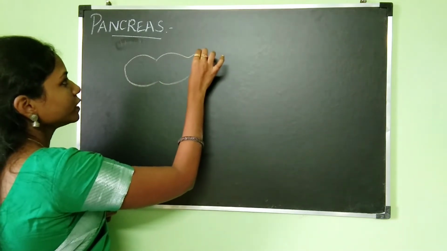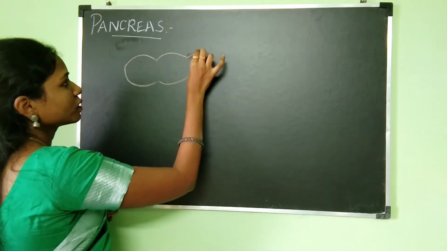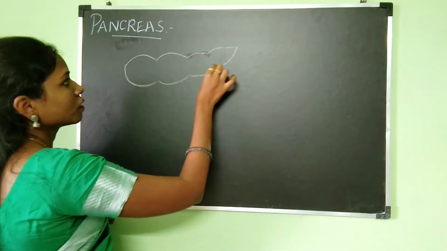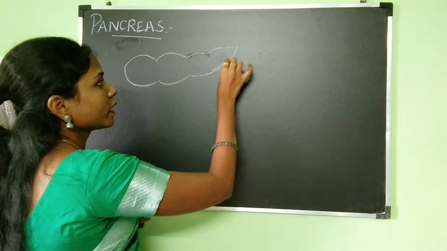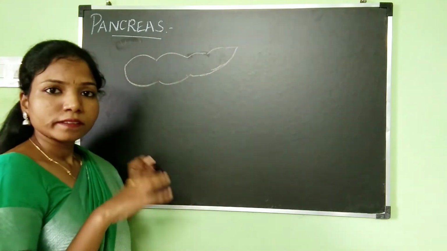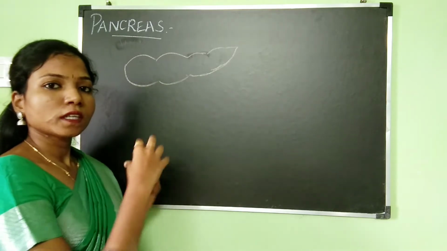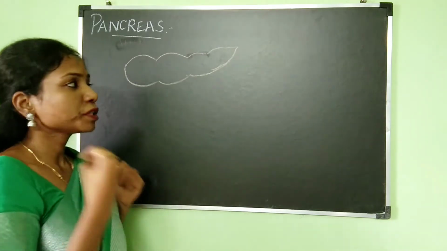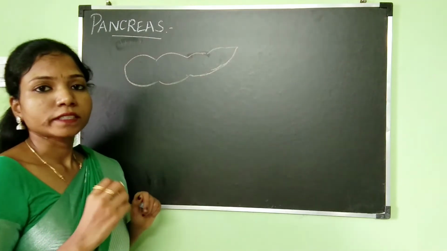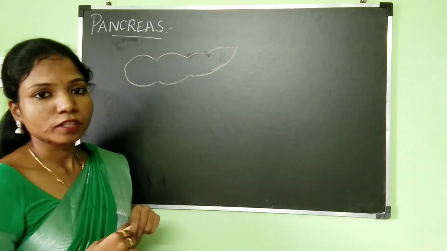to look something like a leaf. When we take a look at the structure of the pancreas, it looks somewhat like this. It looks elongated and it is a yellowish gland, and the pancreas is located in between the stomach and the duodenum.